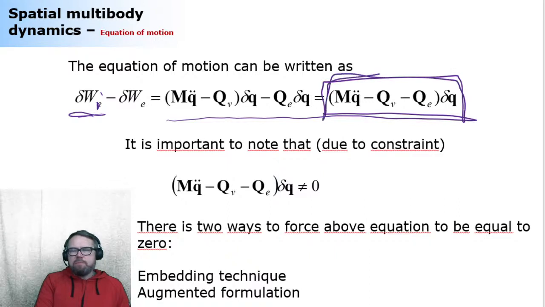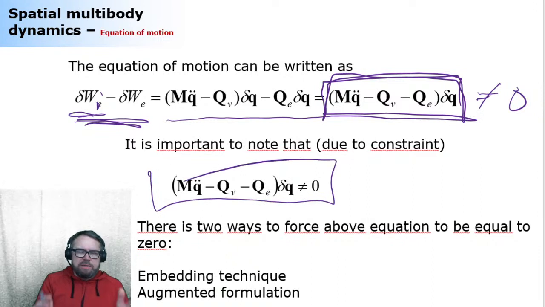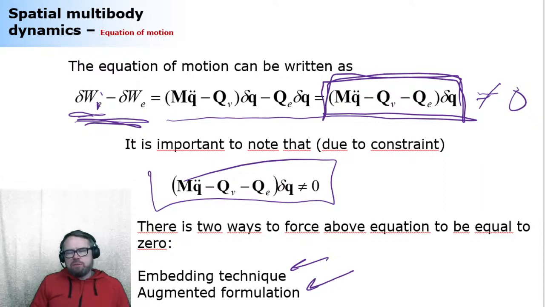This one here, how they are placed here, is not necessarily equal to 0, but you can force it to be 0, like we did in the planar case. And you can do this forcing by using 2 different techniques, which are the embedded technique and the augmented formulation. So that's substitution or adding the constraint. Those are the 2 different ways.